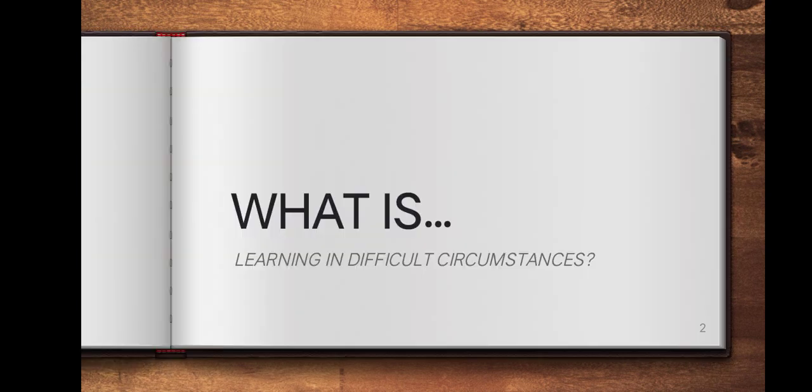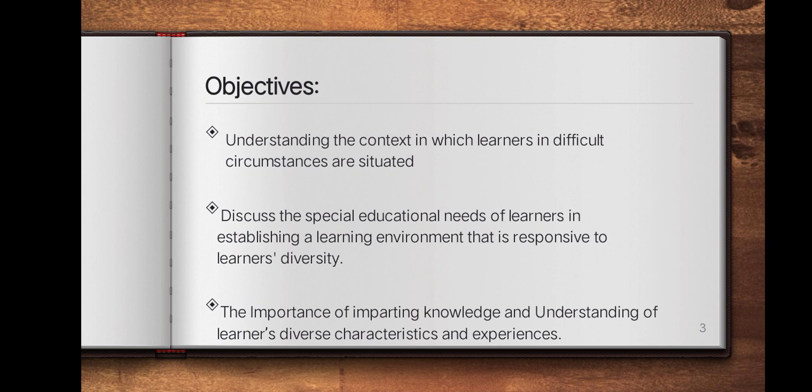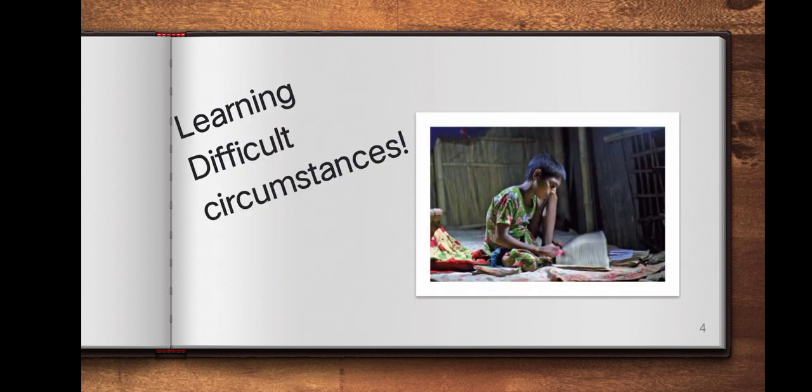So, what is learning in difficult circumstances? So, nahibaw natin na ganihan. So, let's move on to the objectives. The first one, understanding the context in which learners in difficult circumstances are situated. Discuss the special education needs of learners in establishing a learning environment that is responsive to learners' diversity. Then the last one, the importance of imparting knowledge and understanding of learners' diverse characteristics and experiences.